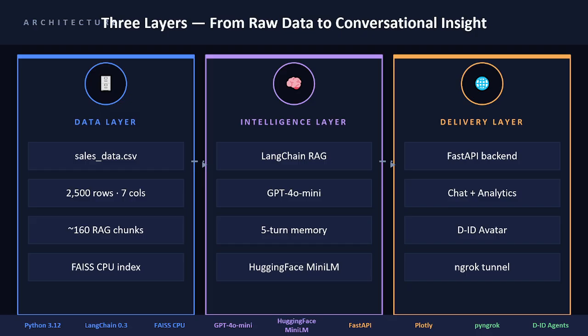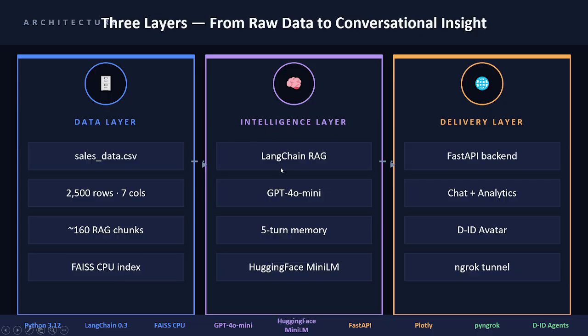There was a data layer, an intelligence layer, and a delivery layer. Our data layer was the CSV file that we started with, the spreadsheet basically, with our sales data. It had 2,500 rows and 7 columns. We turned it into 160 or so RAG chunks. And then we used FAISS for the CPU index to turn it into 3D vectors.